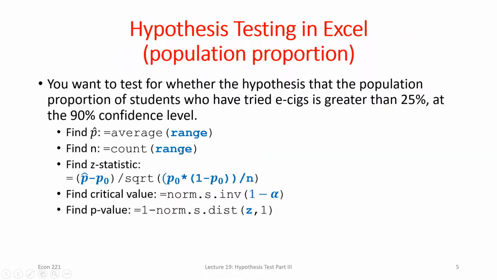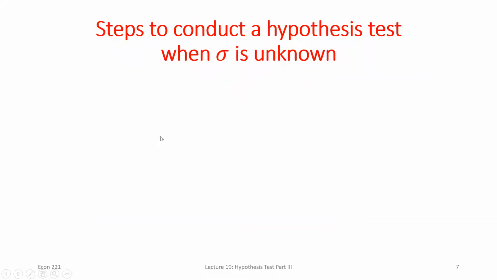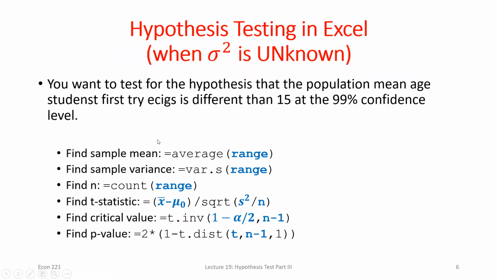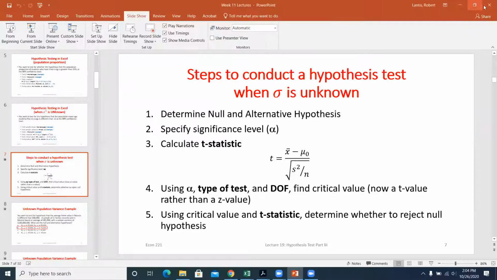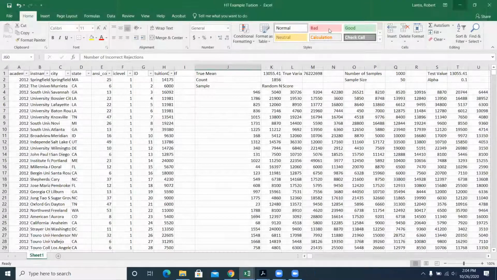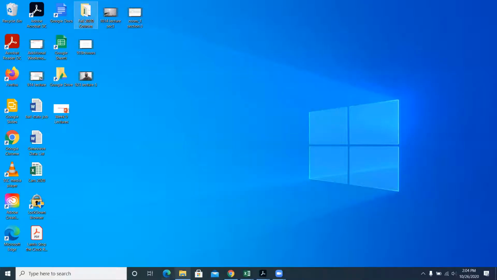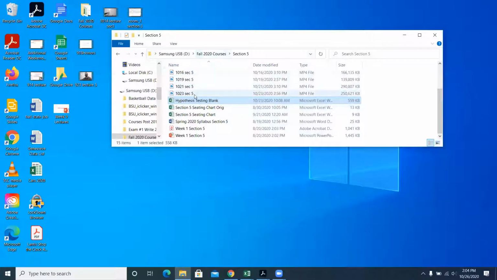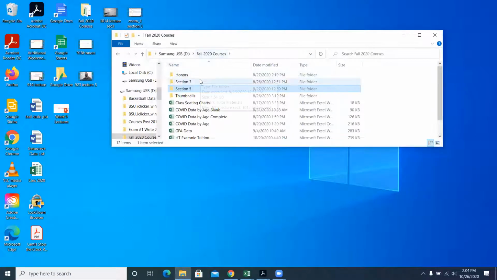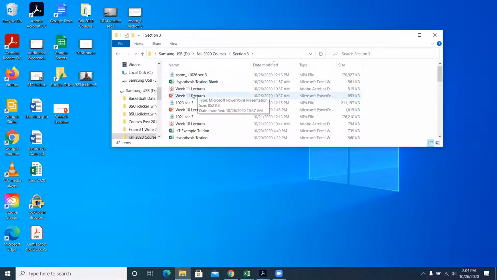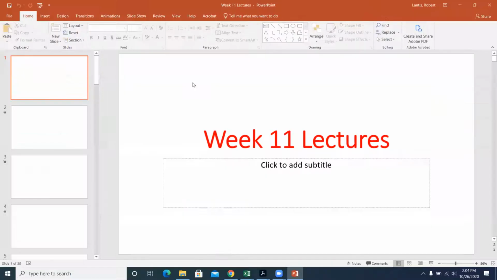So I've got some summary slides here. Oh, wait. Sorry. Got the wrong file open. That is what I wanted to go through. Let's make sure we have the right one.